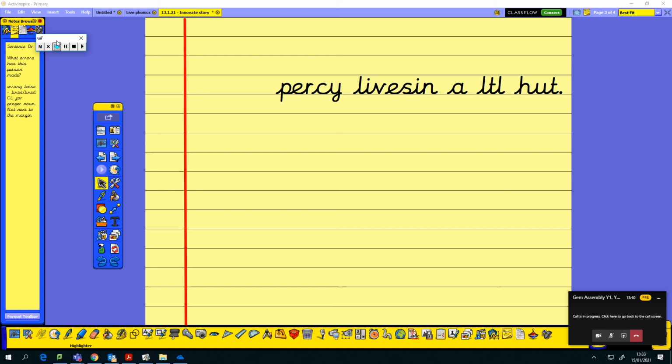To start our sentence, we need a capital letter. A capital P stands on the line. Percy lived in a little cosy hut. Little is a tricky word. Can you remember how to spell the word little at home?